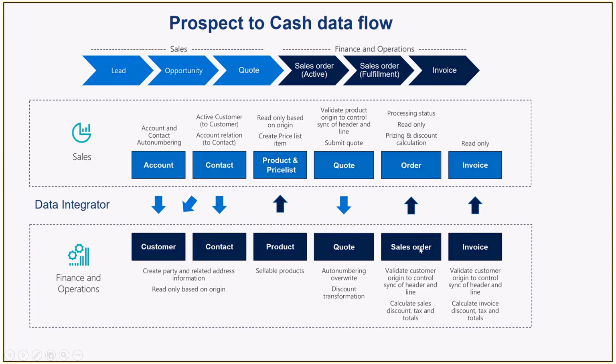Now for the invoice, when we invoice it in finance and operations, that invoice will also be synchronized to the sales system. And again here we have some of the same checks. We check for the customer if it was a manually created invoice. And then again we have done some extra calculation around the discount, the tax, and the totals to make those end up nicely in the sales system. So that is the full flow of prospect to cash.